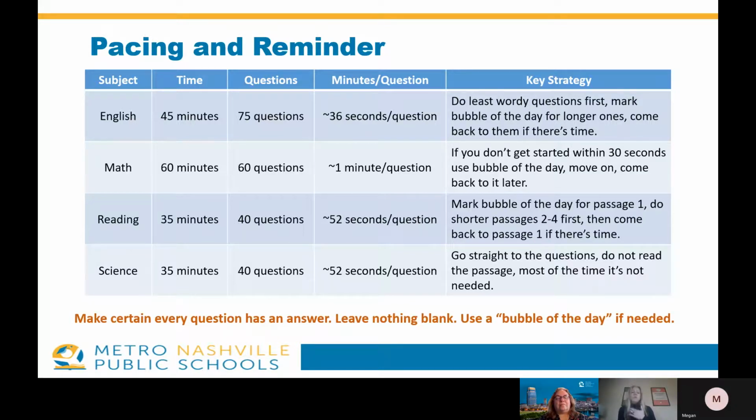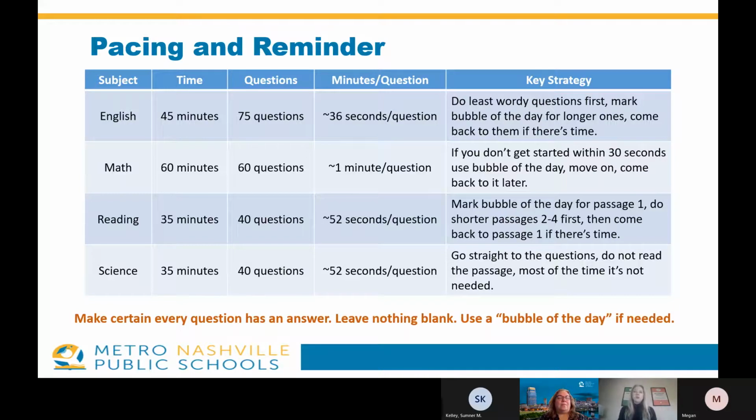You know what I mean? So what I'm going to do is be strategic. I'm going to mark a bubble of the day for passage 1, because passage 1 is often the longest passage, and passage 1 often has an A and B comparison. Those comparisons are pulling a short story and comparing it to a novel, or comparing 2 novel excerpts, or comparing 2 story excerpts.